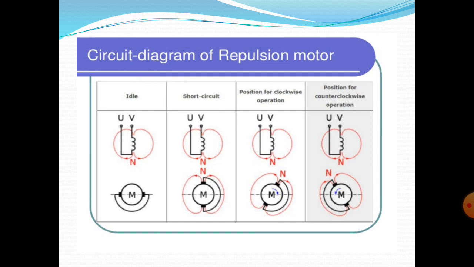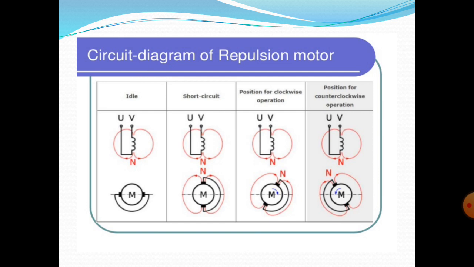Next is the circuit diagram of the repulsion motor. In this motor we have four case studies. The first case is the ideal condition, that means standstill, with the brush axis at right angles to the axis of the stator winding.